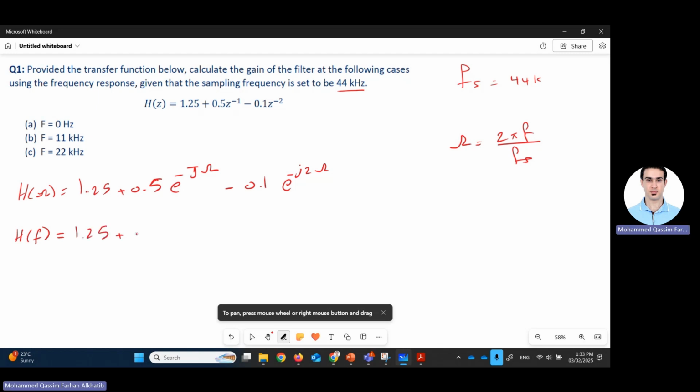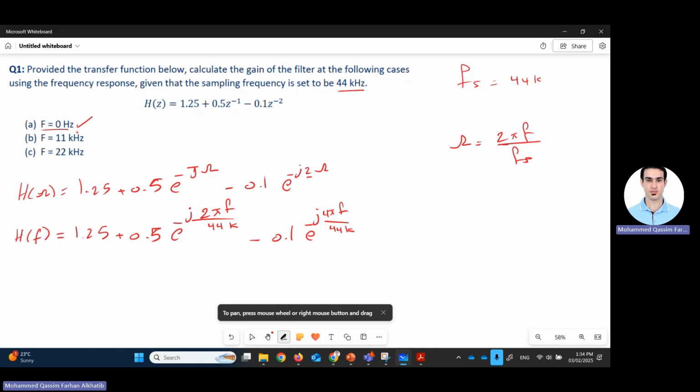H of f equals 1.25 plus 0.5 e to the power minus j 2 pi f over 44K, because it's a constant, minus 0.1 e to the power minus j, 2 times 2 is 4 pi f over 44K. So the question is to find the response of the filter at these values of frequencies.